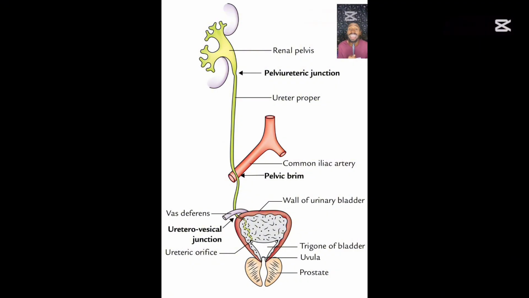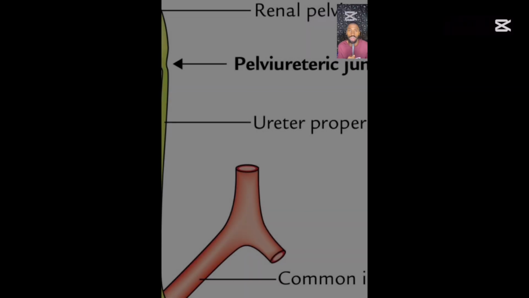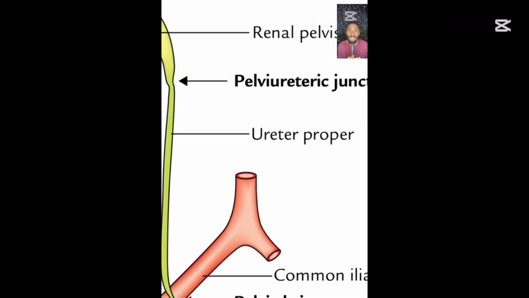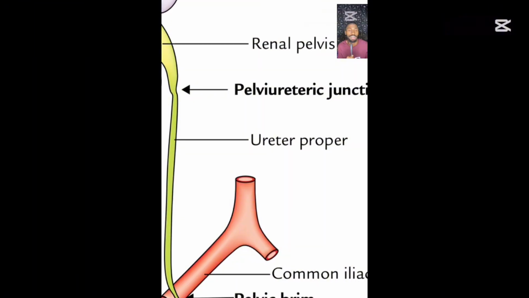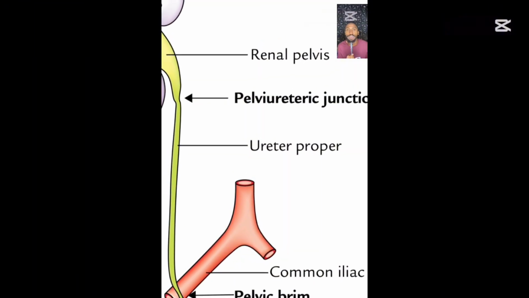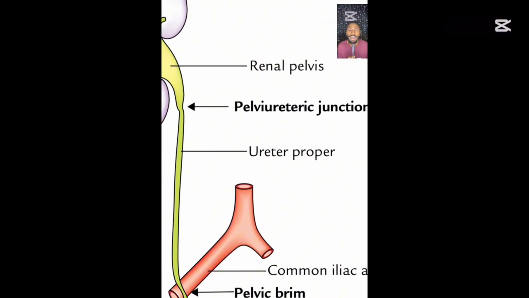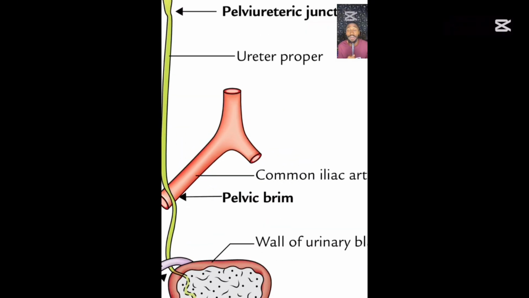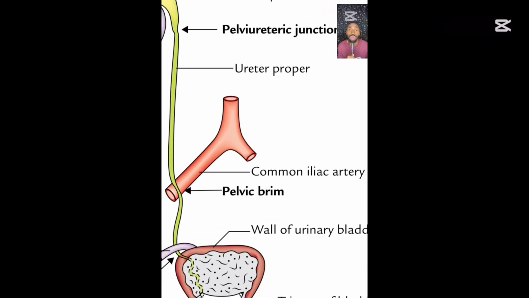So they are constricted in three basic parts. The first part is the pelvic-ureteric junction, which is 5 cm from the renal pelvis, or 5 cm from the hilum of the kidney. They are constricted there. The second one is at the pelvic rim, where it passes through the bifurcation of the common iliac vessel. It is also constricted there.